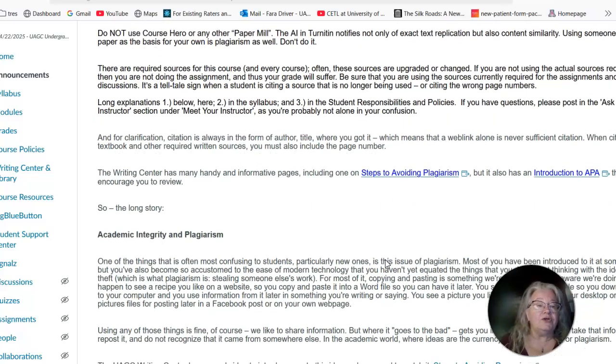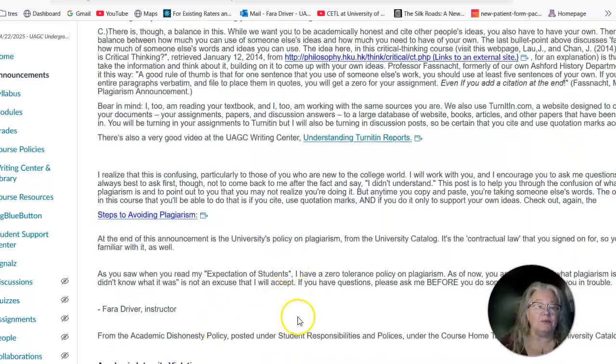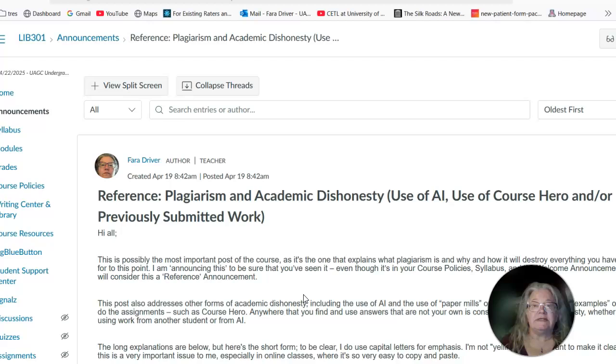So I encourage you to read through this. These are the long points in it. These are the short points in it. Regardless, you are now on notice that I have pretty much zero toleration for plagiarism and or the use of academic cheating, the use of AI or Course Hero or anywhere else where something's been previously submitted. Turnitin is really good about finding those things. So, all right, if you have questions, please email me.